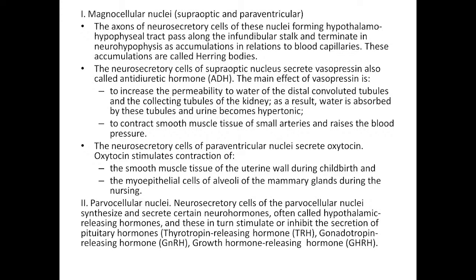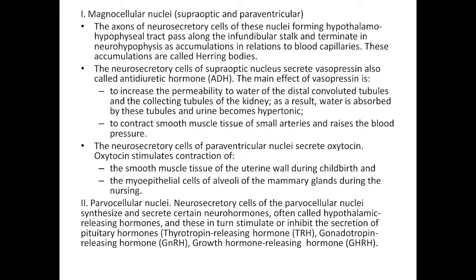The neurosecretory cells of the paraventricular nucleus secrete oxytocin. Oxytocin stimulates contraction of the smooth muscle tissue of the uterine wall during childbirth, and myoepithelial cells of alveoli of the mammary glands during nursing.